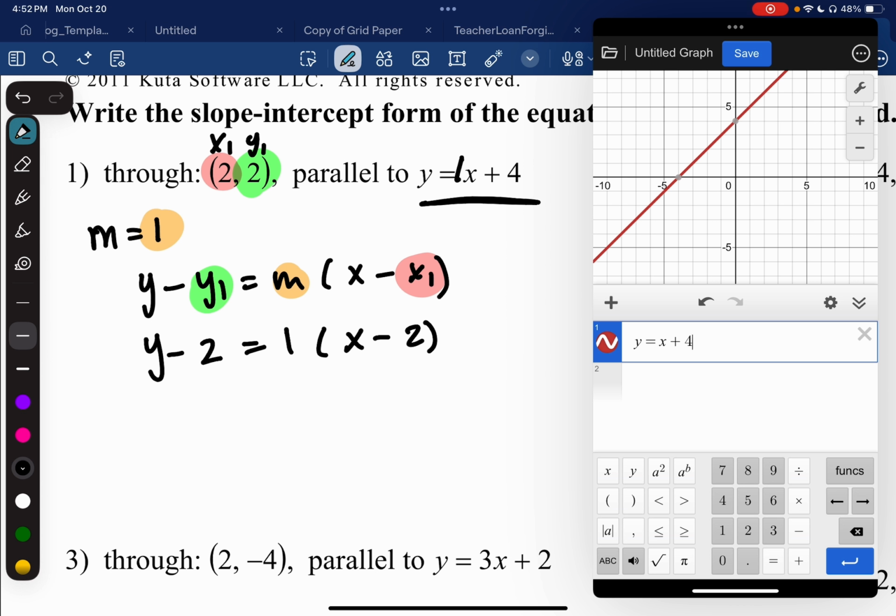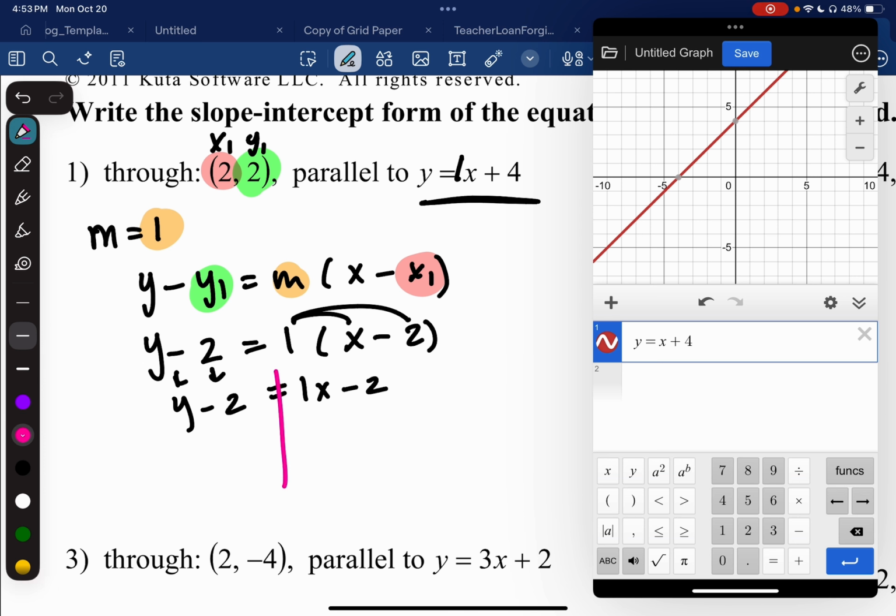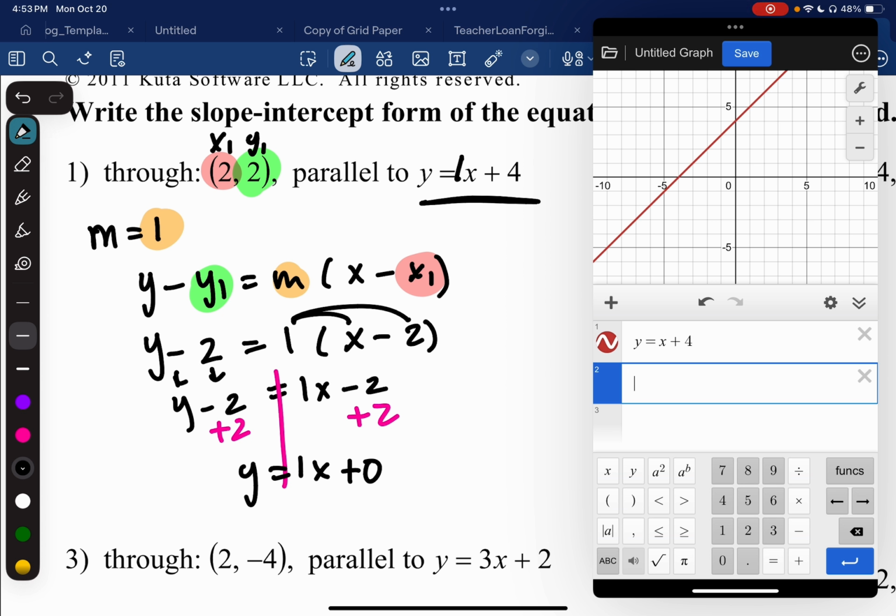Now we're just going to multiply it like we've done before, distributive property. This gives me 1x minus 2. Let's bring this down, y minus 2. Lastly, get y by itself, so I'm going to do inverse operation. If I jump my line, I flip my sign. So we have y is equal to 1x plus 0, or just 1x. If I was to graph that, let's see if that line is parallel. y is equal to 1x. That's a parallel line.